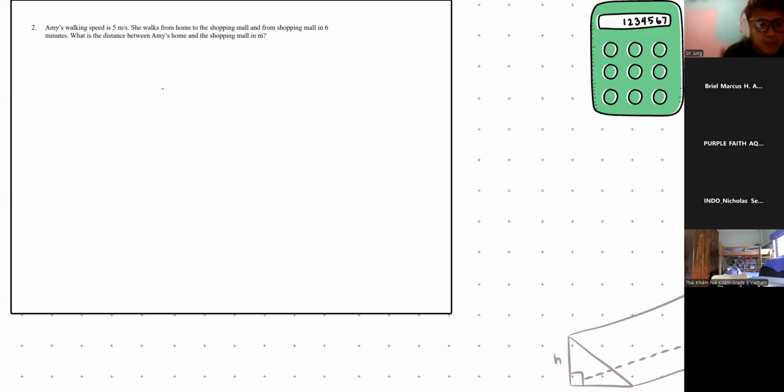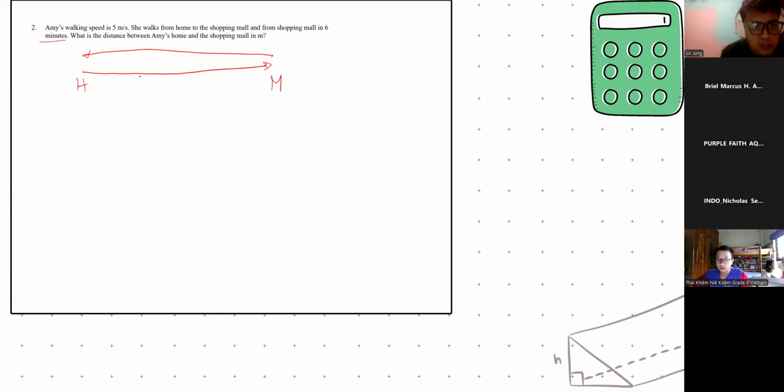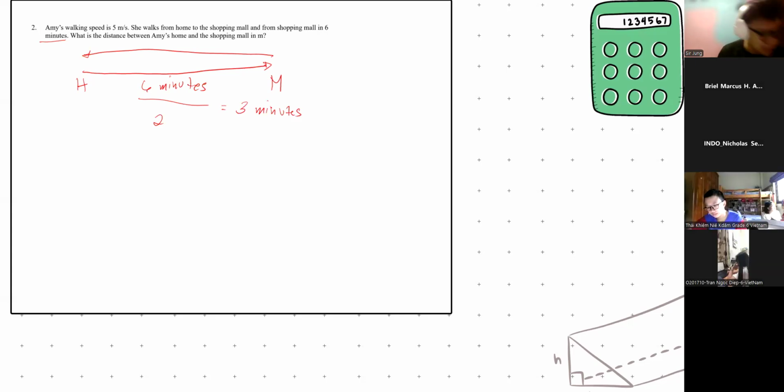Amy's walking speed is 5 meters per second. She walks from home to the shopping mall and back from the mall in 6 minutes. Meaning, from Amy's home, let's say H, to the mall, let's say M, and then back to her home took 6 minutes, which means the time Amy took going from her home to the mall is half of this. So that should be 3 minutes, right?